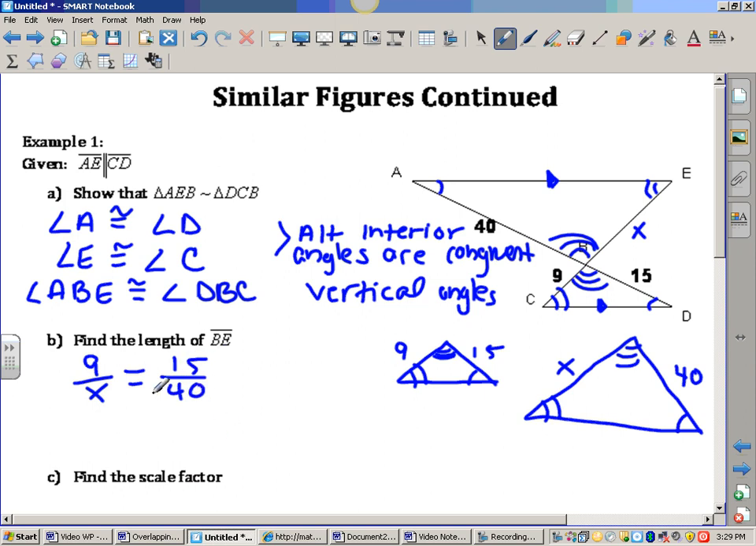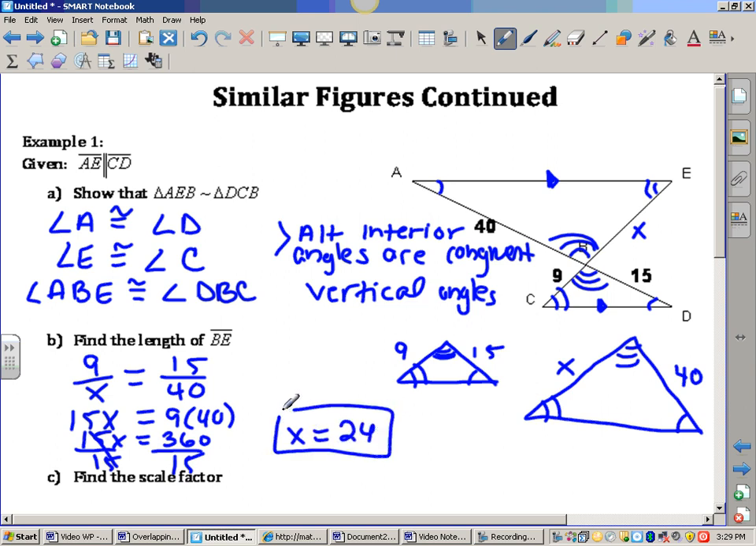We've gotten a lot better with our cross multiplying over this week. And we get 15X is equal to 9 times 40, which gives us 15X is equal to 360. They're connected by multiplication, so you're going to break them by division, and you get X is equal to 24. And you're all set.